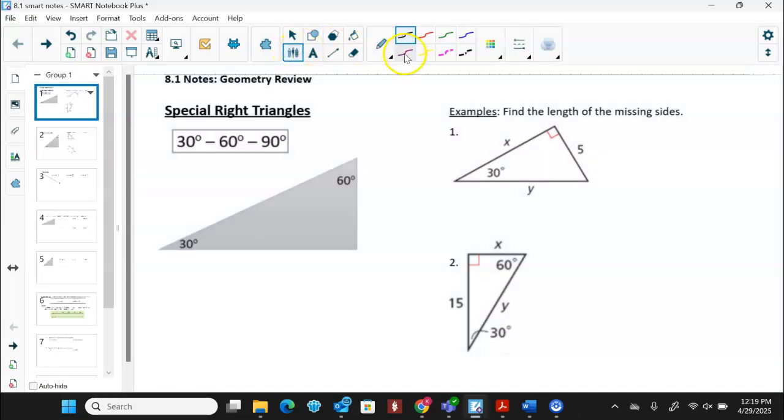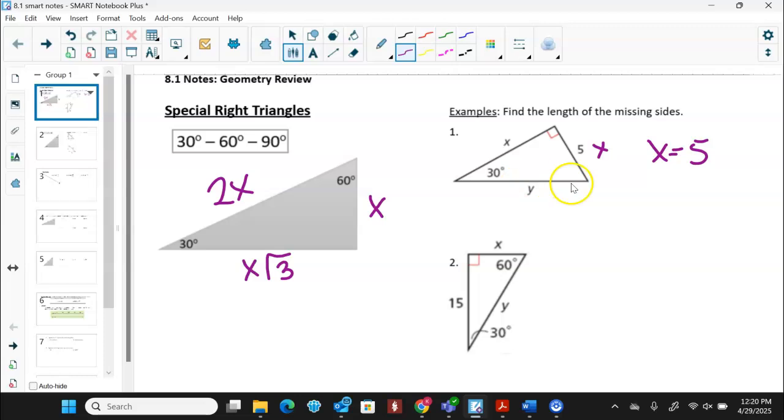For the first example, just to review what we remember: the short leg of the right triangle is always x. The hypotenuse is always going to be 2 times the length of x. And the other leg is going to be x root 3. So if I'm looking at my example number 1, 5 is my x, right? So my x is 5 here.